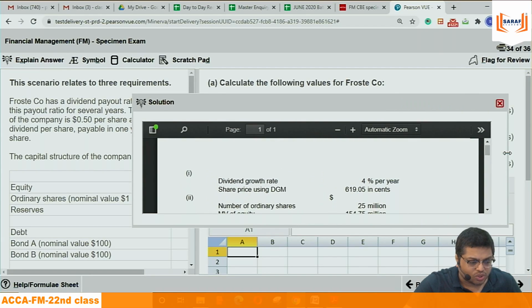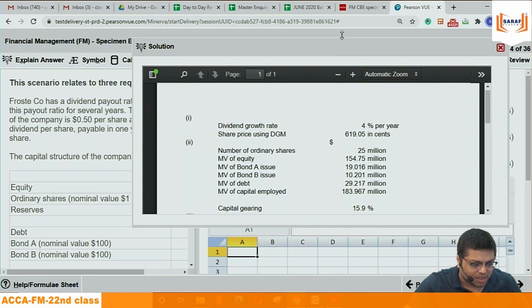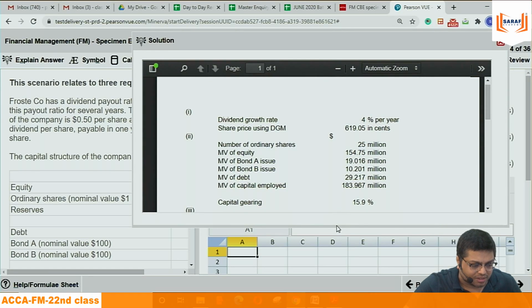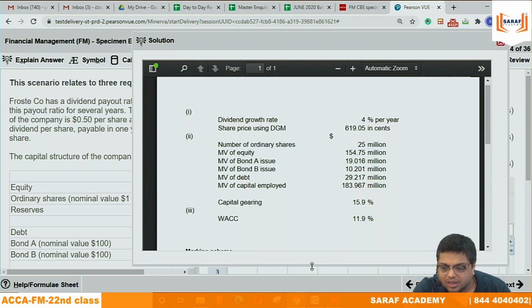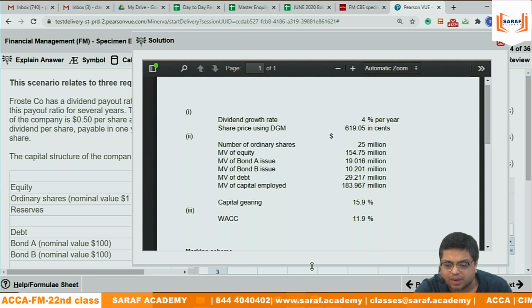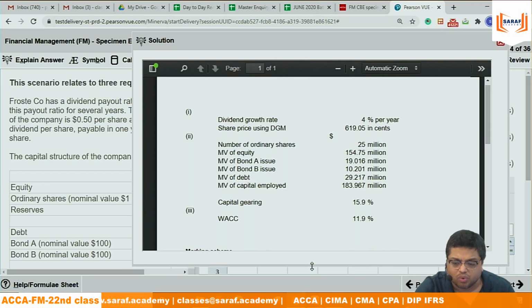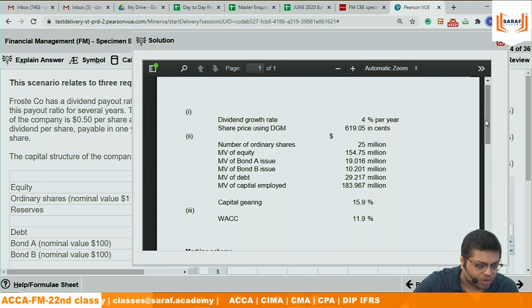4%. So Shruti and Mahinder, we are correct. Thank you, Shruti and Mahinder. But then the question is not good, I will say, because that was also giving us, I was thinking very long, but that was also giving the story. Growth rate 4%, share price, number of ordinary shares, market value of bond A, market value of bond B, market value of total debt. So capital gearing is debt 29.217 divided by 29 plus 154. WACC, the calculation they must have shown.